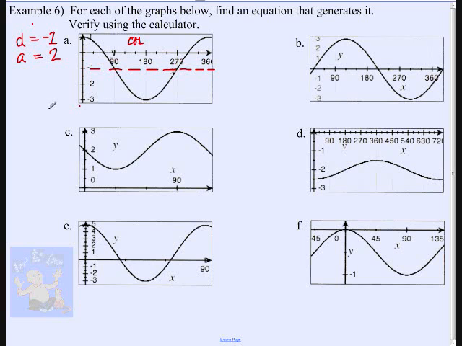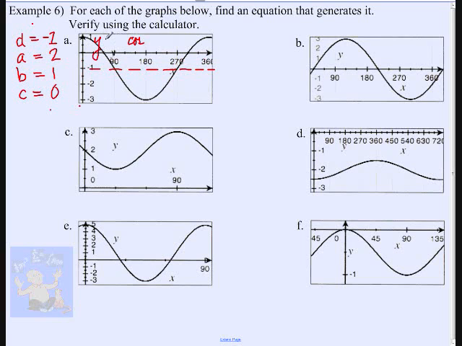What else do I have to figure out? Frequency. What's the frequency here? Well, the period I'm seeing is 360 degrees. So there's no change in frequency. It's 1 cycle per 360 degrees. Good. So my B is equal to 1. And what about a phase shift? Is this shifted either right or left? No, it's 0.